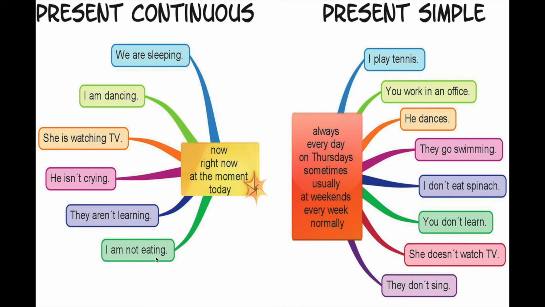On the left side of your screen, you have present continuous tense. But on the other side, you have present simple tense. Present simple tense is always related to routines and habits. For that reason, we are going to use some expressions that are going to be helpful for you to understand this grammatical tense a little bit more. So we have always, every day, on Thursdays, sometimes, usually, at weekends, every week, normally. And on the right side, you have some examples with the present simple tense.